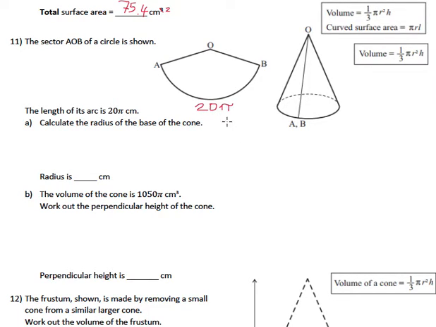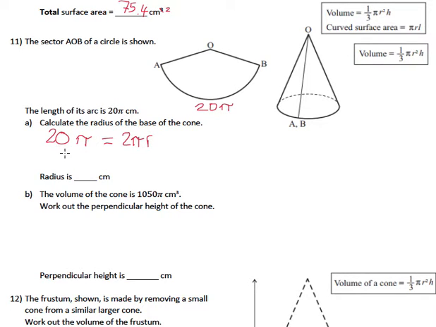Now when we fold up the net of a cone, so fold up this sector, this side OB and OA will meet to form that line there. So you can see the curved bit, the arc length, actually forms the circumference of the cone at the bottom. So we know that 20 pi is equal to the formula for a circumference, which is 2 pi r, and we can work out the radius from this.